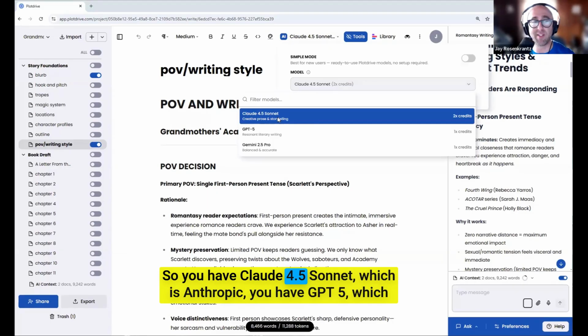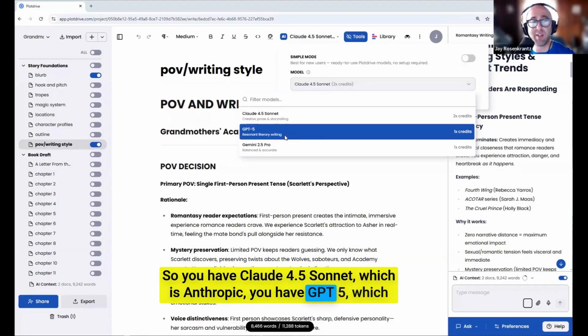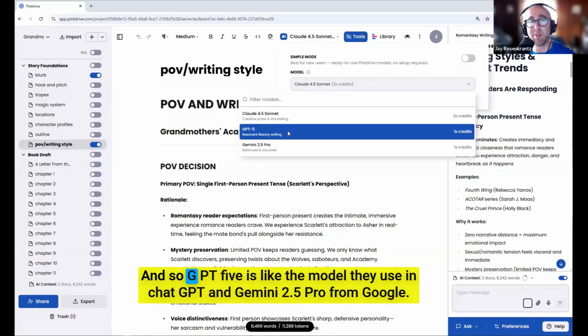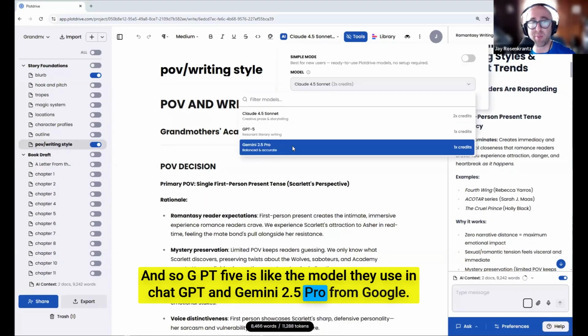So you have Claude 4.5 Sonnet, which is Anthropic. You have GPT-5, which is OpenAI, who also make ChatGPT. GPT-5 is the model they use in ChatGPT. And Gemini 2.5 Pro from Google.